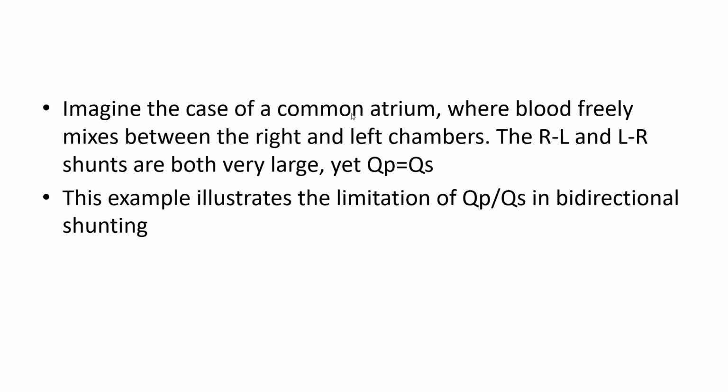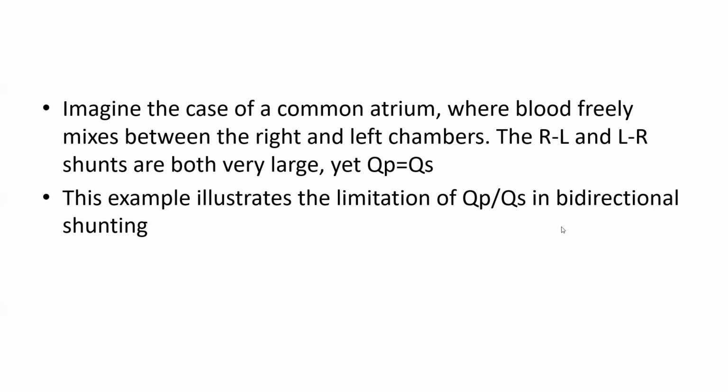Imagine, for example, the case of a common atrium, where blood freely mixes between the right and left chambers. There is such a congenital condition. The right to left and left to right shunt are both very large, yet QP equals QS. You can also imagine the single ventricle phenomenon in infants. Same thing. You have mixing of the right and left chambers. You have a single ventricle, yet the QP-QS ratio is 1.